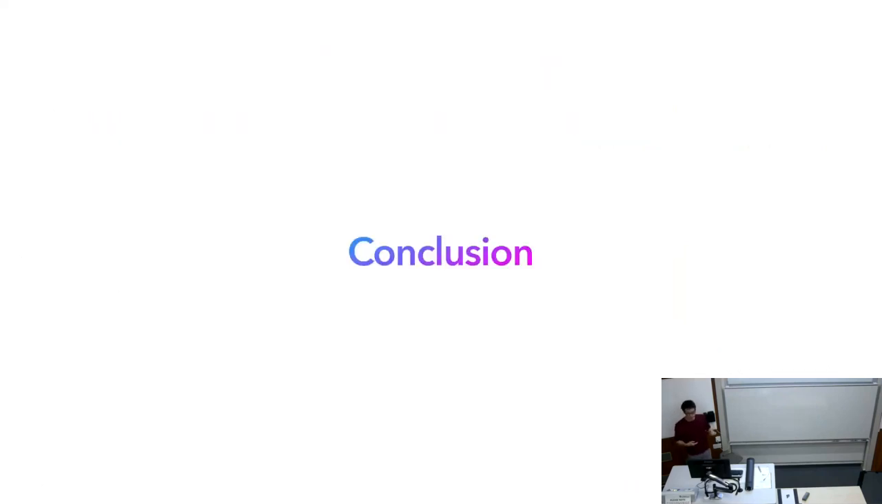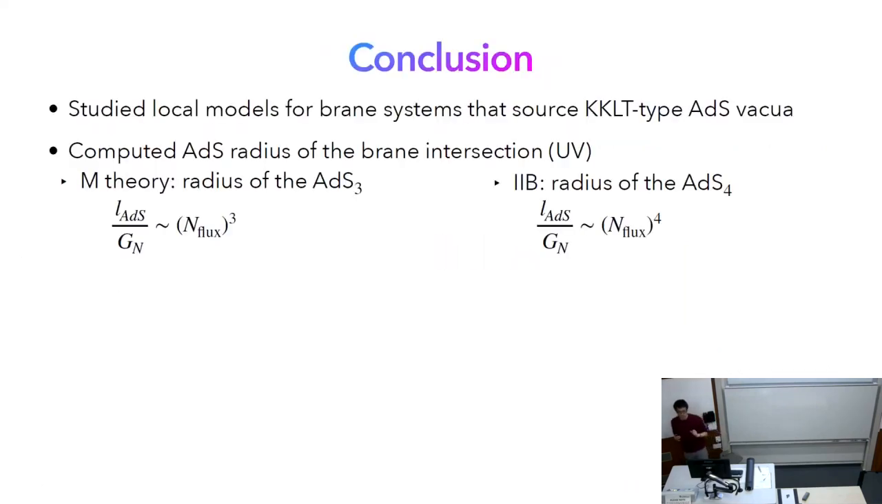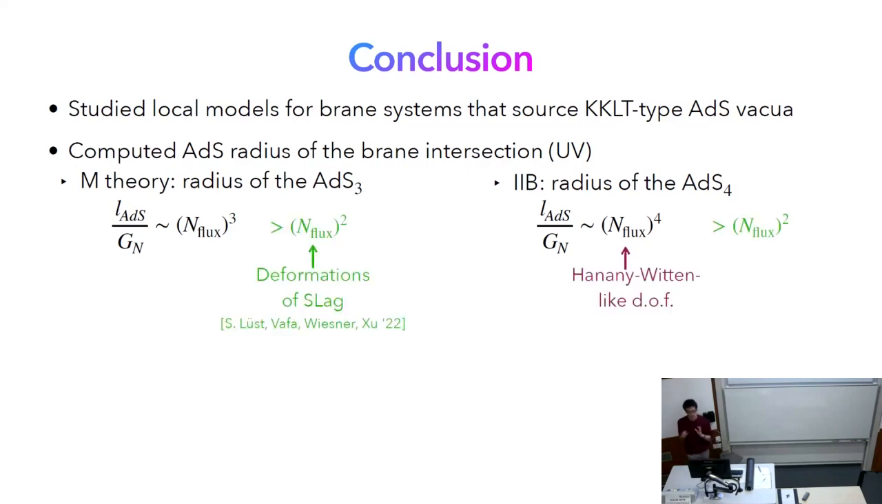And so to conclude, we have studied local models for brane systems that source the KKLT type AdS vacua. We computed the AdS radius of the brane intersection in the UV. It turns out in the M theory configuration, we measured the radius of the AdS3, which was proportional to n cubed, and in type IIB, it was proportional to n to the power 4. So both the degrees of freedom, both the values are bigger than what was found by the Harvard group, which were counting the deformations of a special Lagrangian inside of Calabi-Yau.